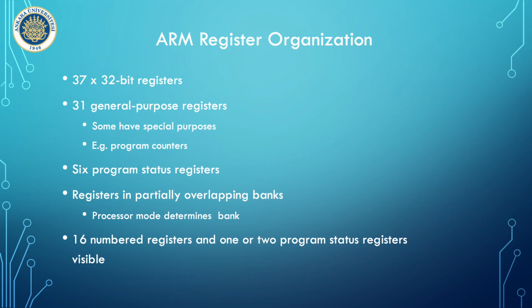The ARM register organization includes 37 physical 32-bit registers, of which 31 are general purpose. Some registers have special roles such as the program counter and various status registers. The registers are arranged in partially overlapping banks, meaning that different processor modes can see different subsets of physical registers.